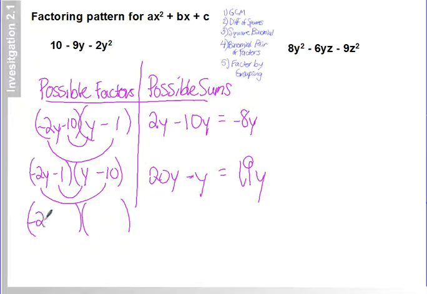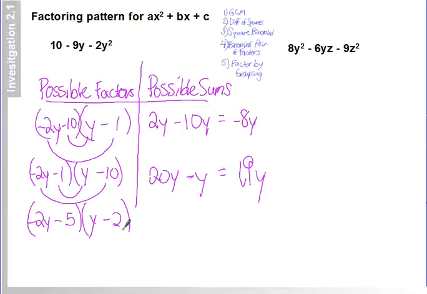I'm going to keep with my negative 2y and y just so that we're consistent. If we run out of possibilities there, then we can switch them, right? But right now we're going consistently. So I'll put negative 5 and negative 2. Let's see if it works.